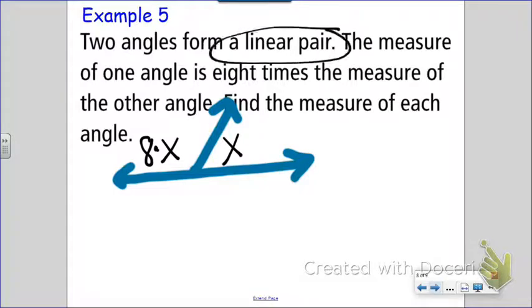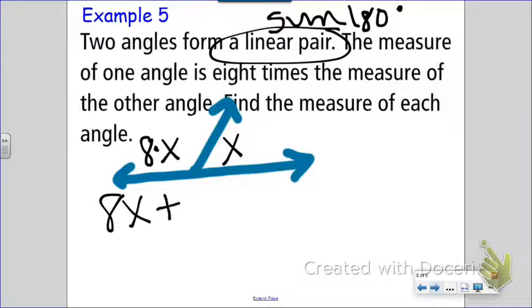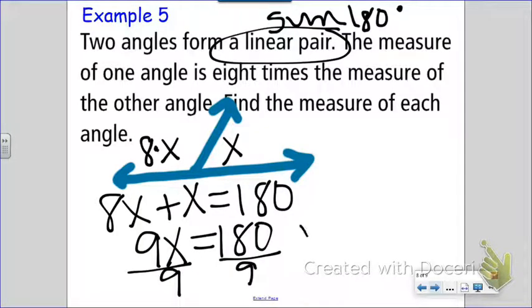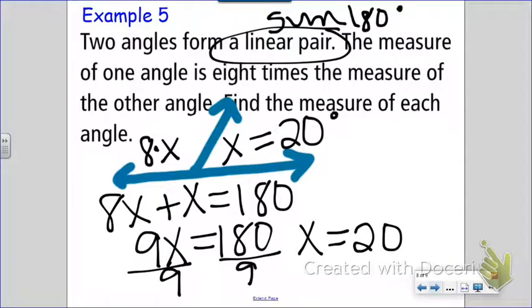We know a linear pair has a sum of 180, supplementary. So 8x plus x equals 180. Solve for x. 9x equals 180. Divide both sides by 9. x is equal to 20. So my first angle is 20 degrees. My second angle is 8 times 20 degrees, or 160 degrees.